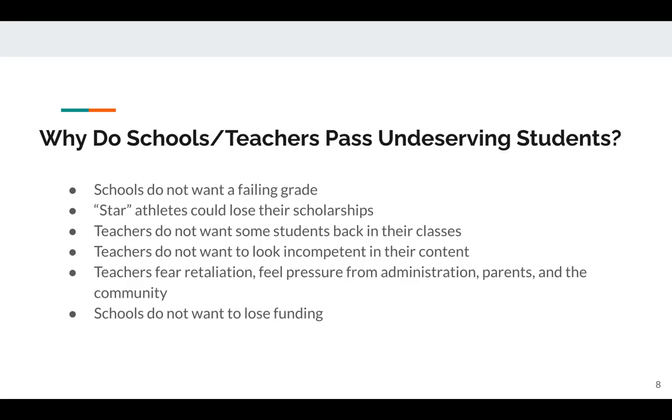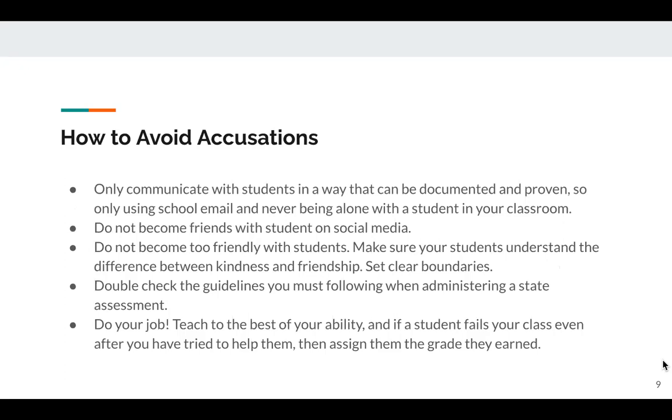They fear retaliation. There's pressure from administration, parents, and the community to pass students, and schools do not want to lose funding. So how to avoid accusations for all of the issues that we just talked about is to only communicate with students in a way that could be documented and proven. So only use your school provided email and never be alone with a student in your classroom. I personally never have a conversation with a student in my classroom. If there is one student that wants to talk, we stand in the doorway so that passing students or faculty, as well as the cameras, can see what we're doing, that I'm never alone in a classroom with my student, to avoid accusations of any type of inappropriate behavior.